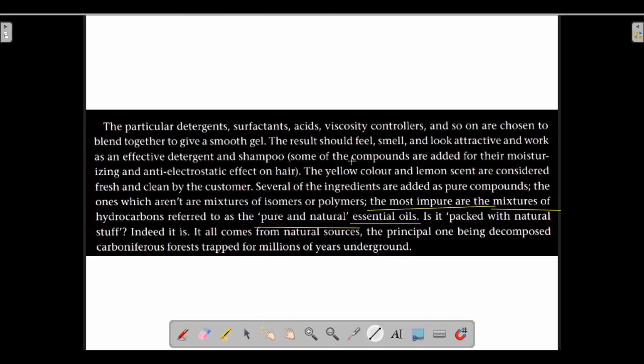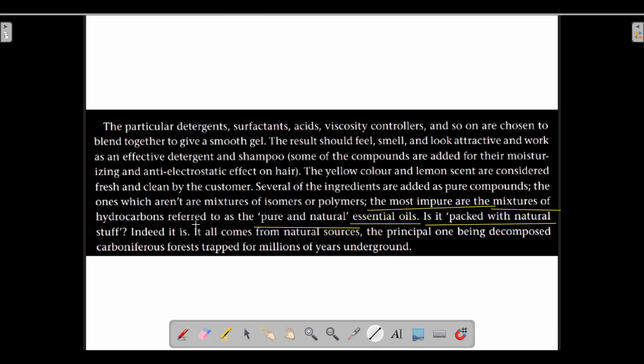Until and unless you distill out the separate components, which is possible, but while putting it in shower gel, we do not distill the separate components. We put the essential oils as they are obtained from nature. In the same manner, we put them in the shower gel. Okay, this is the thing.